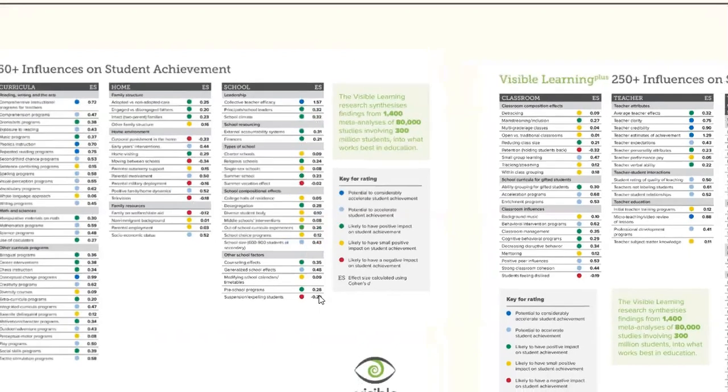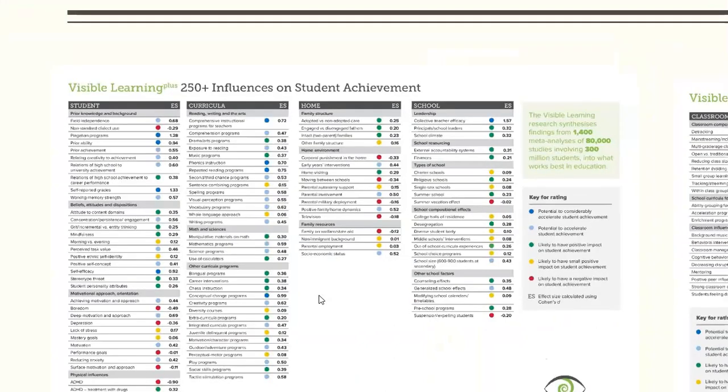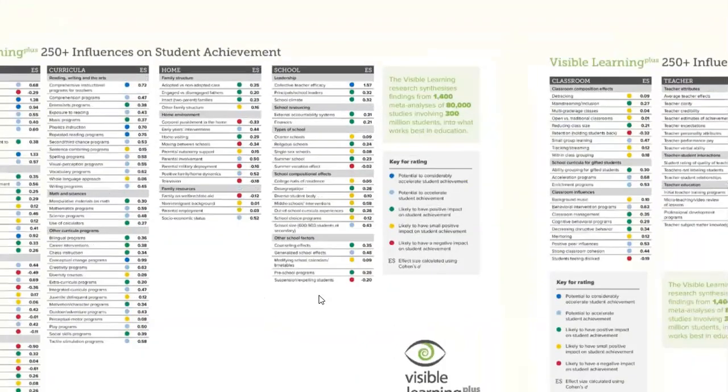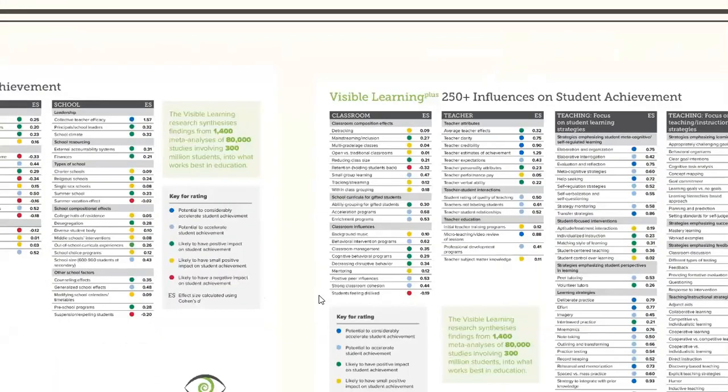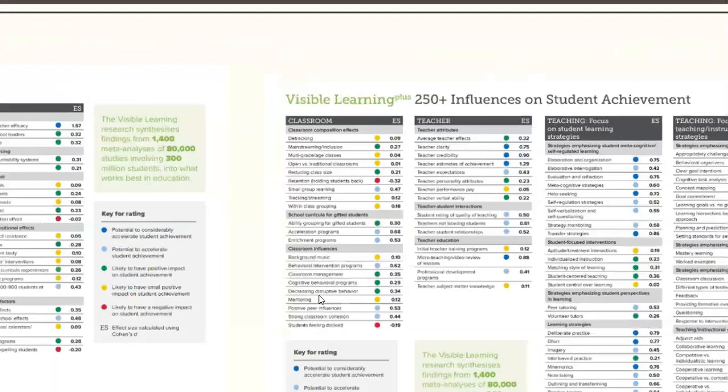So basically, what Hattie says, so you can understand these numbers, because we're not going to go over them, we don't have time. So you can understand these numbers, okay? You see these numbers, ES? He calls those effect size. The ES stands for effect size, okay?